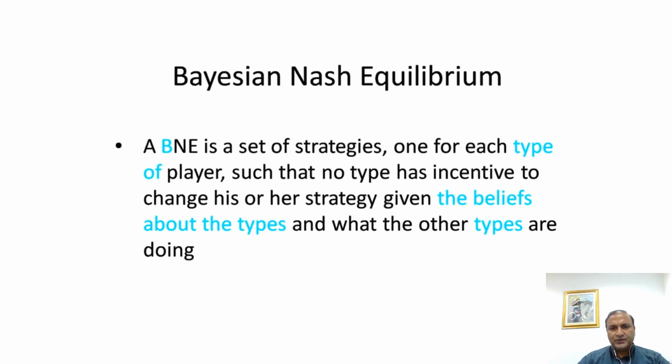And as you know, there is incomplete information: one player does not know the types of the other player, so there are some beliefs. We have to take those beliefs into consideration when finding the strategies, and of course we will be finding a strategy considering what other types are doing. So this is the definition of Bayesian Nash equilibrium.